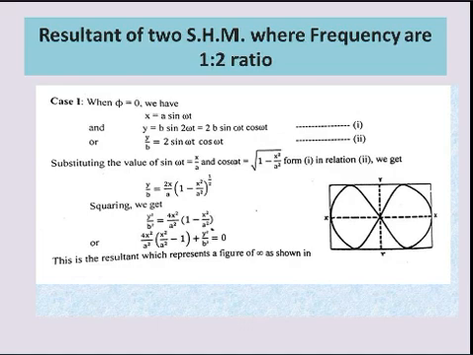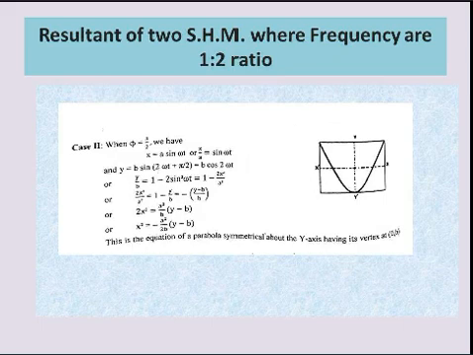It represents an infinity. When phi is equal to pi by 2, x is equal to a sin omega t, and from this we can get x upon a is equal to sin omega t, and y is equal to b sin (2 omega t plus phi), so that is b cos 2 omega t. After solving this, we will get x square is equal to minus a square upon 2b times (y minus b). This is the equation of a parabola symmetric about the y-axis having the vertex at (0, b).